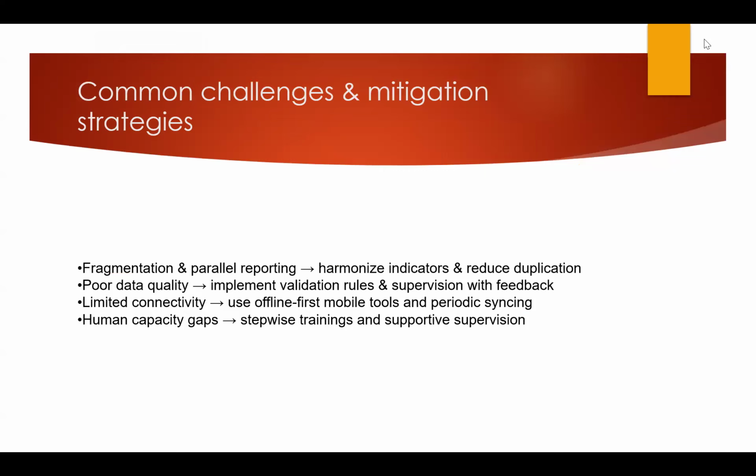Common challenges and mitigation strategies. There are fragmentation and parallel reporting, which should be mitigated by harmonized indicators and reduction of duplication. For poor data quality, implement validation rules and supervision with feedback. In cases of limited connectivity, use offline-first mobile tools and periodic syncing. For human capacity gaps, stepwise training should be done, and supportive supervision should be provided.